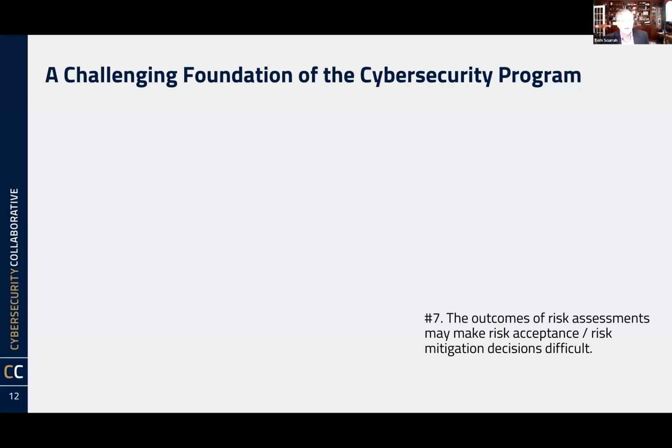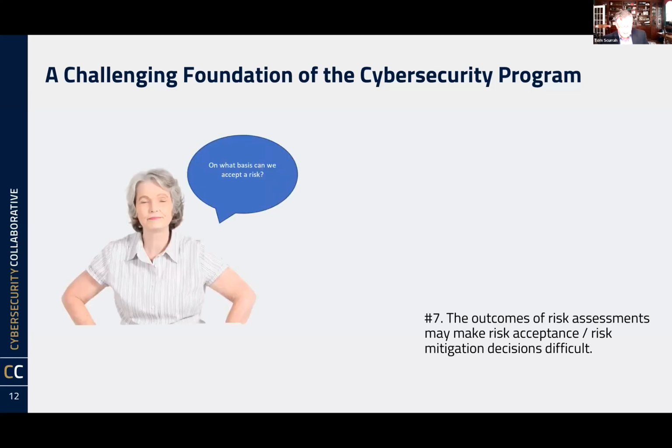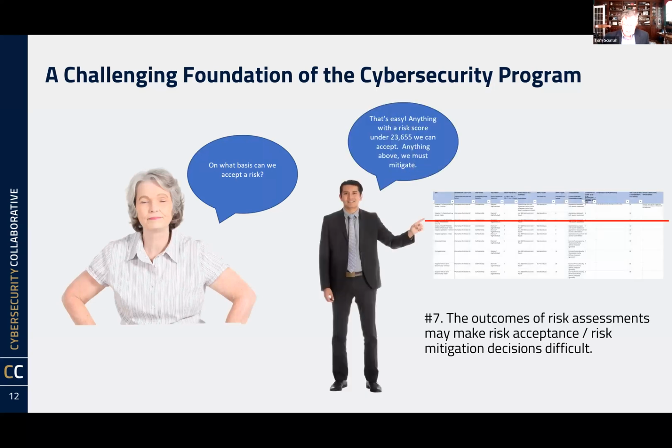And the last is the outcomes of risk assessments may make risk mitigation decisions very difficult. On what basis can we accept risk? And that's easy. Anything with a risk score under 23,655, we can accept. Anything above, we must mitigate. So there's always a challenge in the complexity of these things to be able to allow decision makers to either accept or treat a risk.